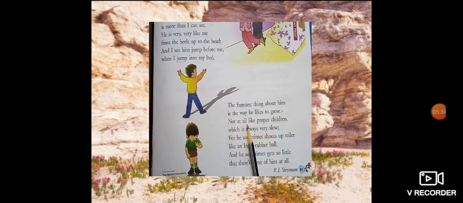Okay, not at all like proper children. Not at all like proper children. How do proper children grow? In 1 year, 2 years, 3 years, 4 years. So like this, they have a standard growth, right? Not like that, proper children are always very slow, right? It takes months and years for the children to grow. Am I right? The growth will be very slow.